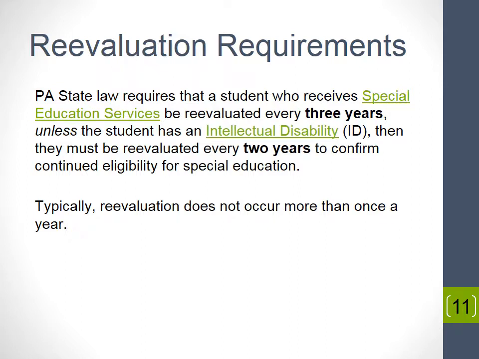Reevaluation must occur every 3 years for all students except for those students who have been identified with an intellectual disability. Students identified with an intellectual disability must be reevaluated every 2 years. There is a process for an IEP team to waive the need for completing a reevaluation if the school district and parent mutually agree. However, this is not an option for a student with an intellectual disability.